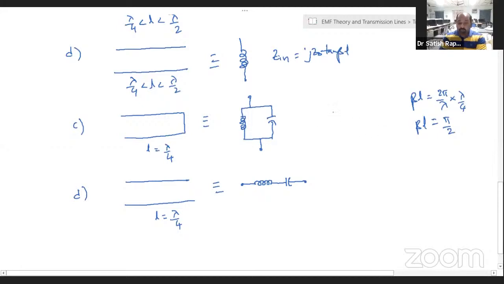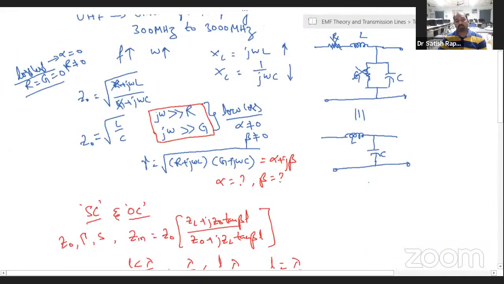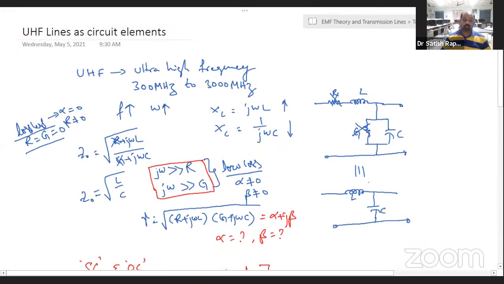And the input impedance is Zin is equal to Z0 square by ZL. And here also, Zin is equal to Z0 square by ZL. Right? So this is the last topic in unit 2, transmission line 2. So with this we have completed the second unit, right?